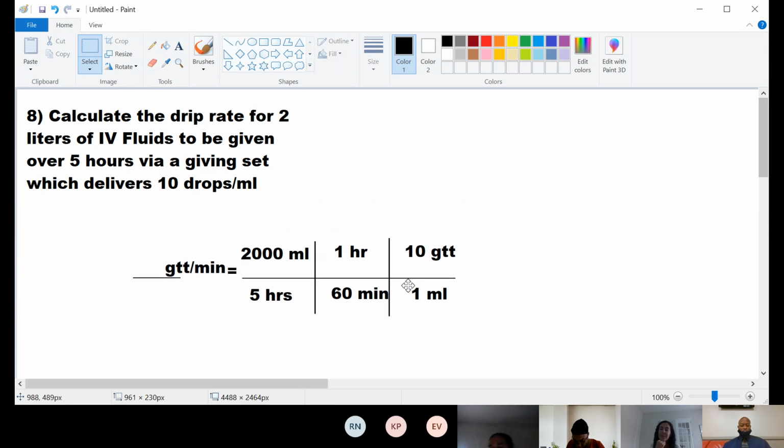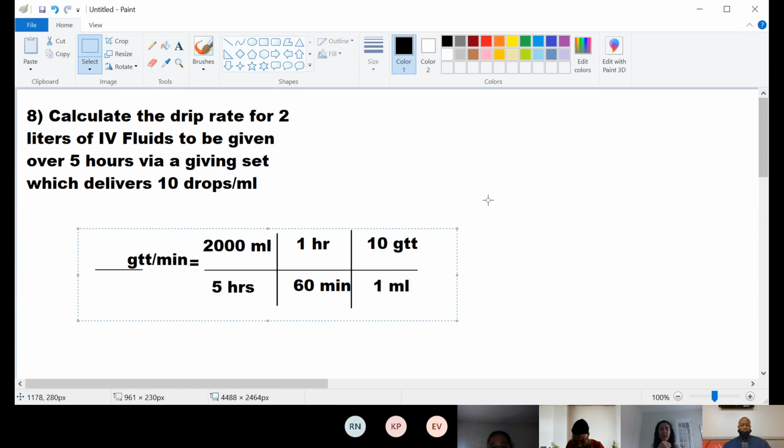Rhonda left a message in case somebody saw it. She's asking microgram per kilogram per minute. Are we ready to cancel and the rest?